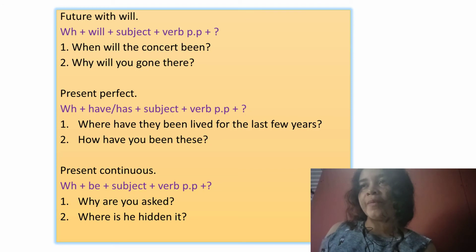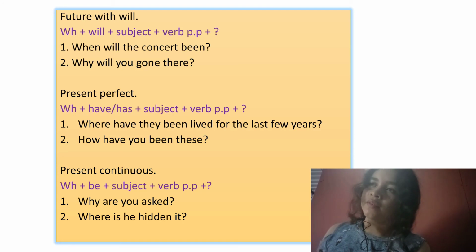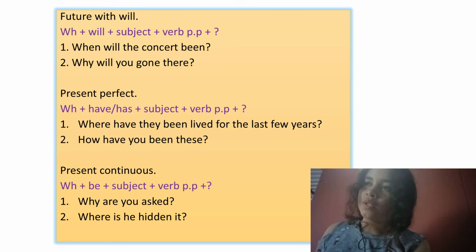Now I'm going to talk about questions in passive voice in the future with will. The structure is WH word plus will plus subject plus verb in past participle plus question mark. And I have two examples. When will the concert be? And why will you go there?